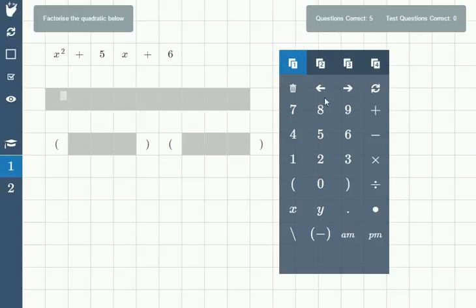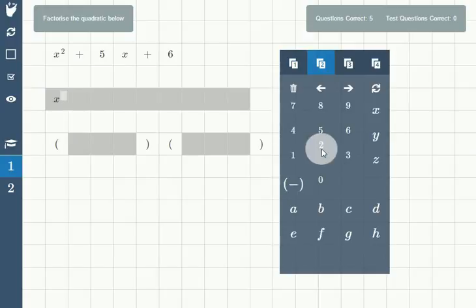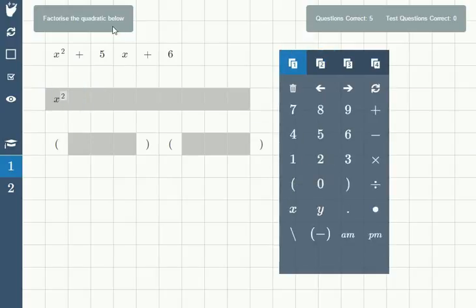So let me show you what I mean by that. Our x squared term stays the same, so we'll pop that in there. But now we need to figure out two numbers that will add to 5 and multiply to 6. Well, our two numbers could be 2 and 3. 2 plus 3 is 5, and 2 times 3 is 6, so that will work.